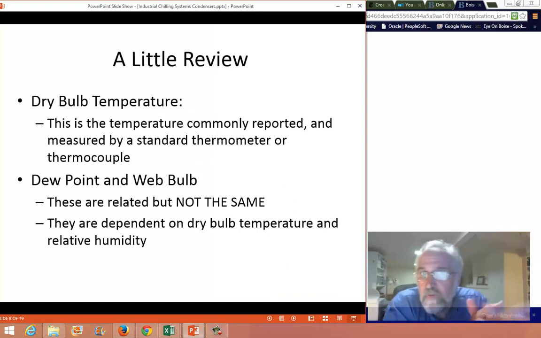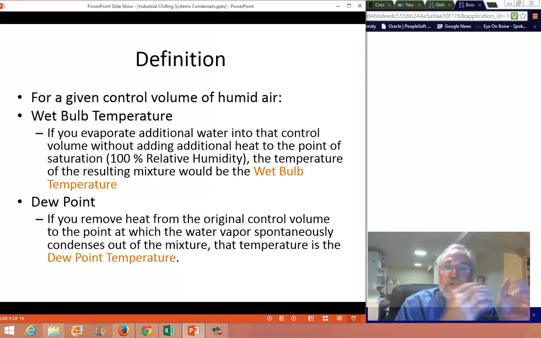So let's review what we mean by wet bulb temperature. First of all, let's talk about the dry bulb temperature. That's the temperature that's commonly reported. You know, the weather forecaster says the temperature today was 72 degrees. That's the dry bulb temperature. It's a thermometer with a dry mercury bulb is what that refers to. Then there are two other temperatures associated with dry bulb and humidity, and that's the dew point temperature and the wet bulb temperature. They're related in that they're both related to the humidity content of the air, but they're not the same. And I want to take a few minutes to talk about that.